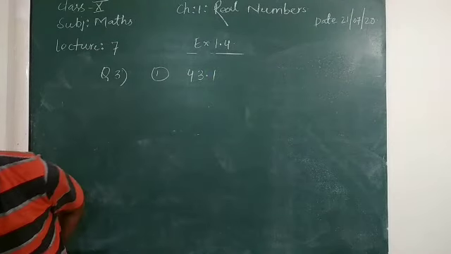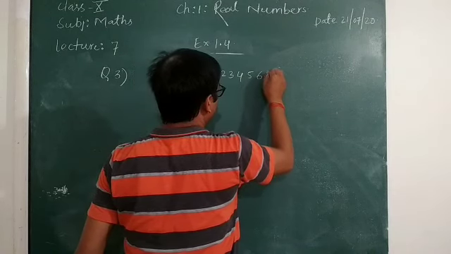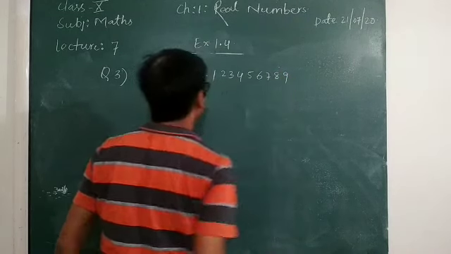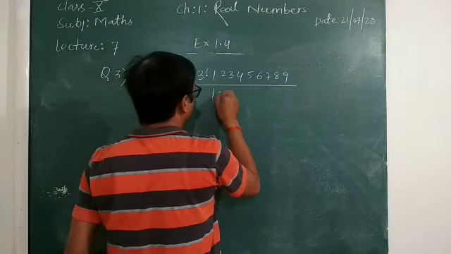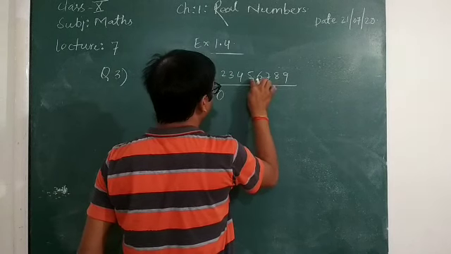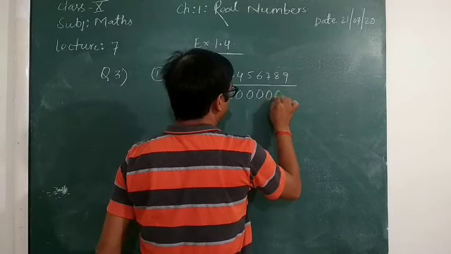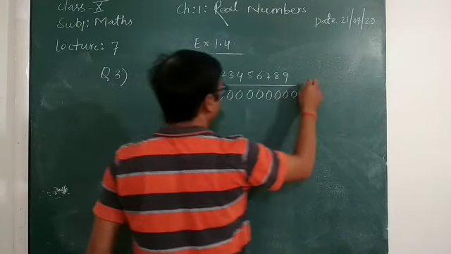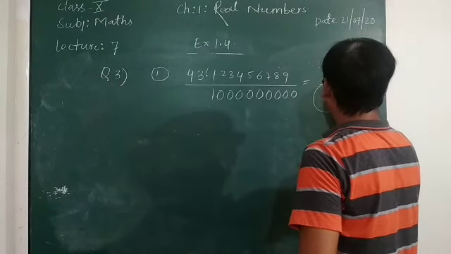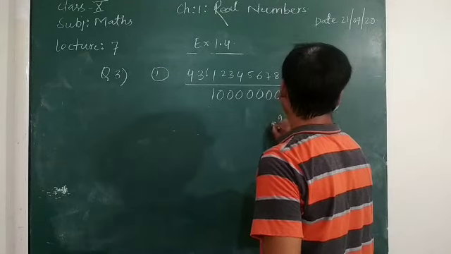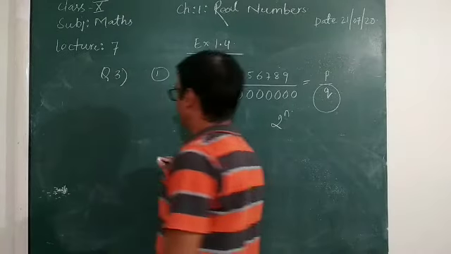Option 1 is here given: 43.123456789. Okay, so this is a number. If you remove the decimal, we can get 123456789. Okay, so this can be written in the form of p by q, and this q can be obtained in the form of 2 raised to power n.